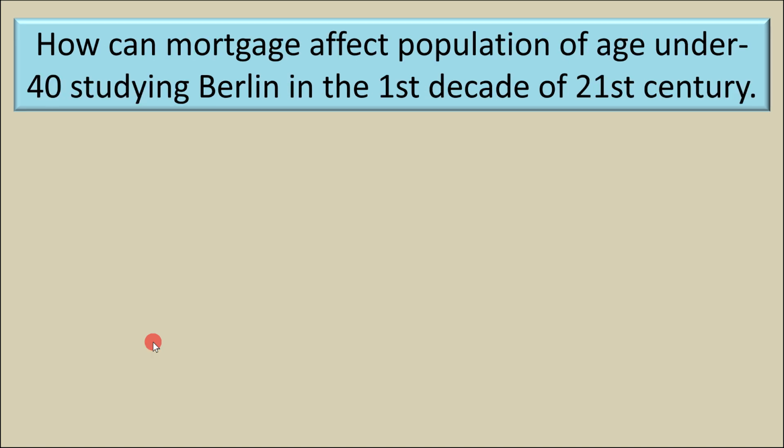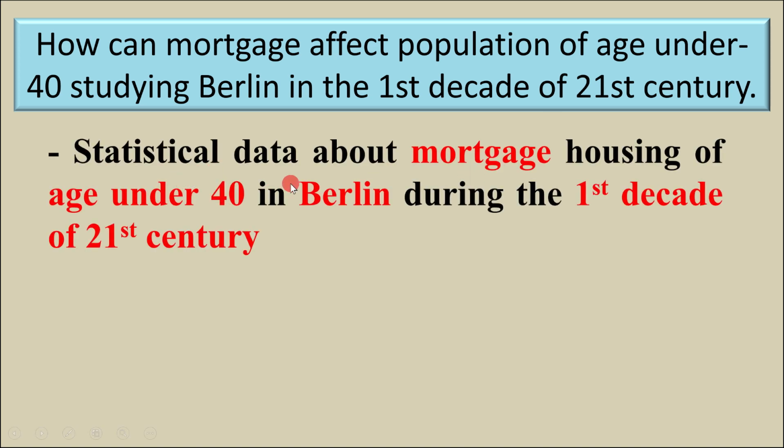Let's go for another one. How can mortgage affect population of age under 40 studying Berlin in the first decade of the 21st century? One of the possible subtopics in your argumentation or in your background information might be statistical data about mortgage, housing of age under 40 in Berlin during the first decade of the 21st century.